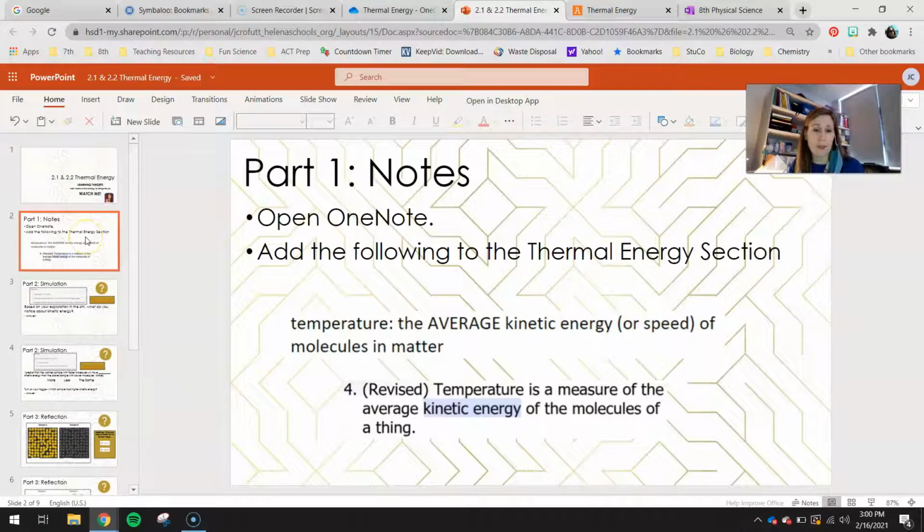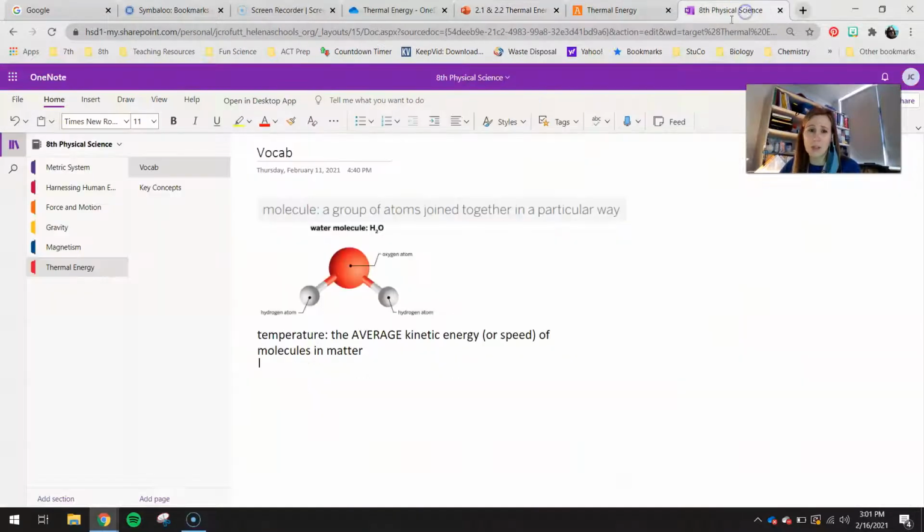So first things first, you guys need to add to your OneNote. So go into your OneNote and add temperature, the average kinetic energy or speed of molecules in matter, and add key concept number 4. Temperature is a measure of the average kinetic energy of the molecules of a thing. I prefer matter than saying thing, but that's okay. So it should look like this.